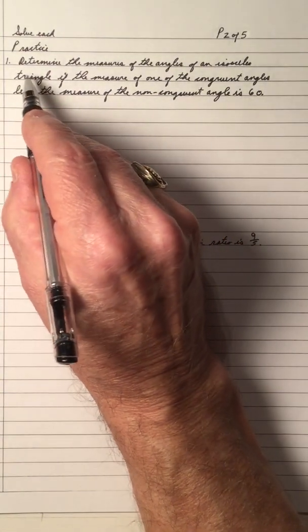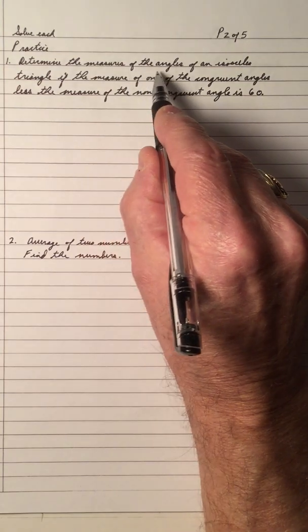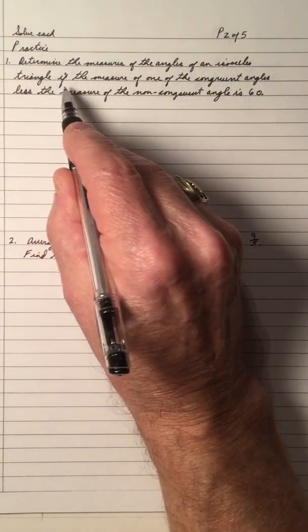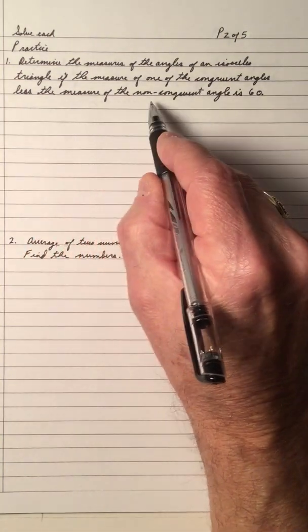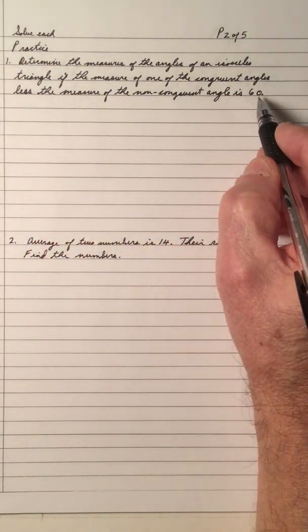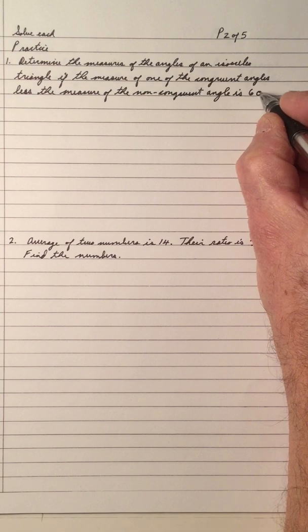Let's go. Number 1. Determine the measures of the angles of an isosceles triangle if the measure of one of the congruent angles less the measure of the non-congruent angle is 60 degrees.